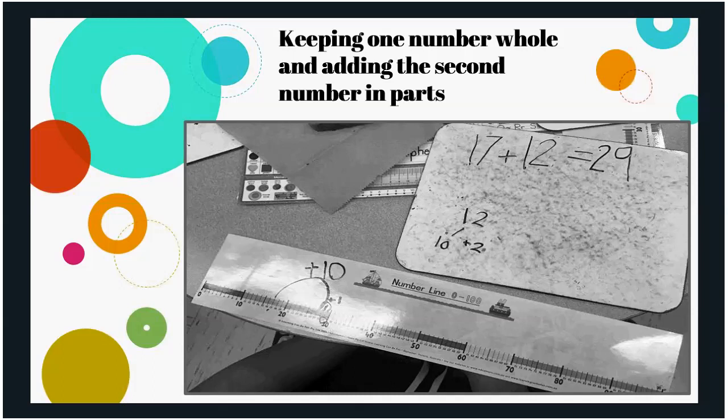When students are presented with a problem of 17 plus 12, they have many decisions to make and can solve it in many ways. In this particular example, a child started at 17 and they decomposed the 12 into its place value parts of 10 and 2. They kept one number whole, the 17, and then they added on a jump of 10 to get to 27, and then added the 2 single jumps of 1 to get to 29.